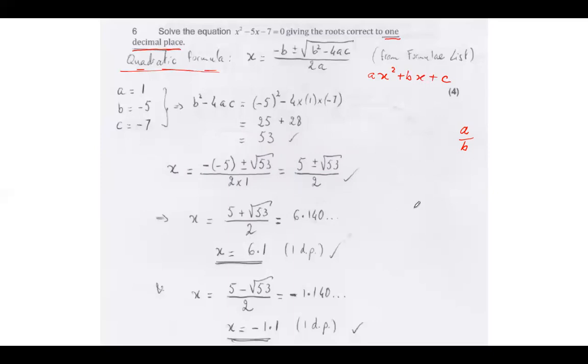You'd be surprised how many people put this in their calculator, 5 plus root 53, and then just put divide by 2. Do you know what happened? BODMAS, it does this first, and then it adds 5 to it. Whereas if you put 5 plus root 53 with the brackets, divide by 2, you will get the right answer.